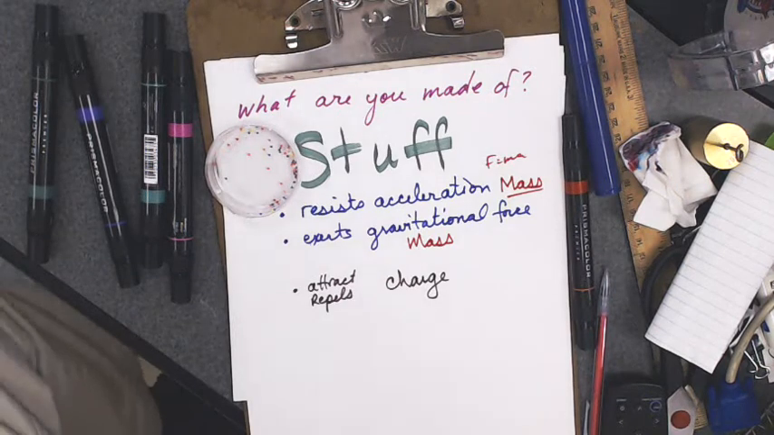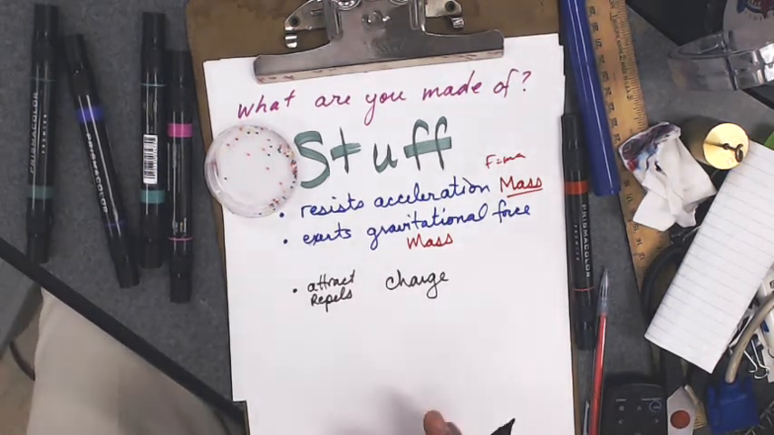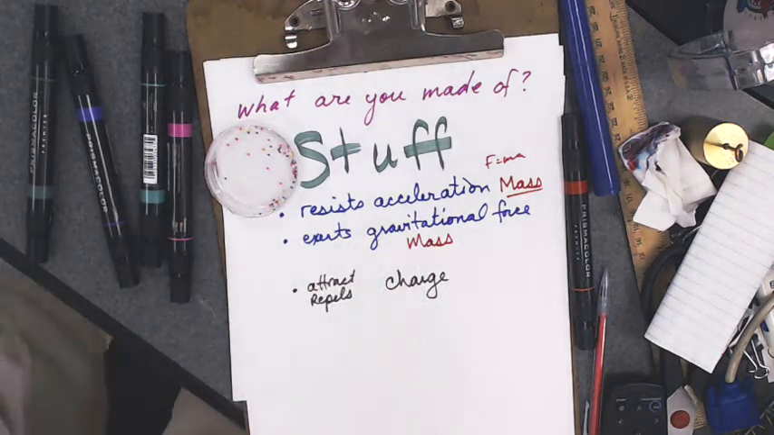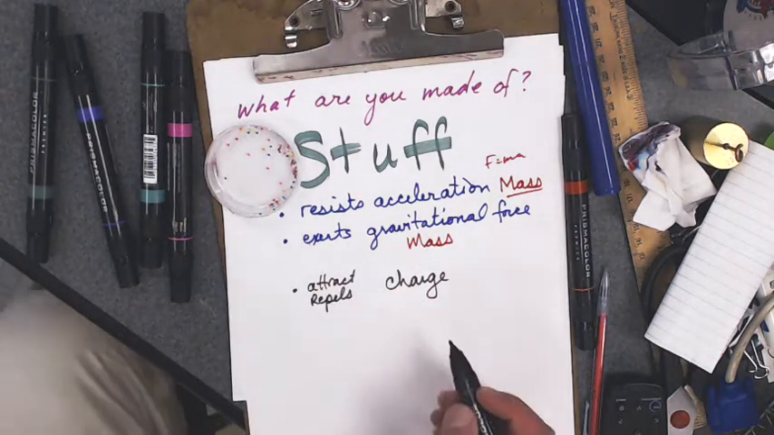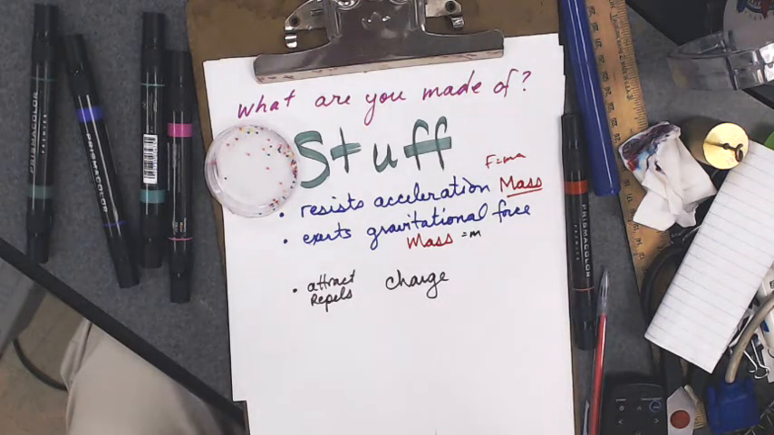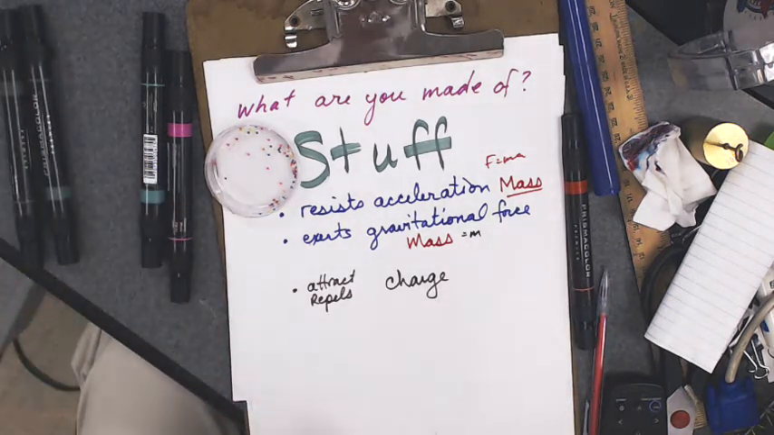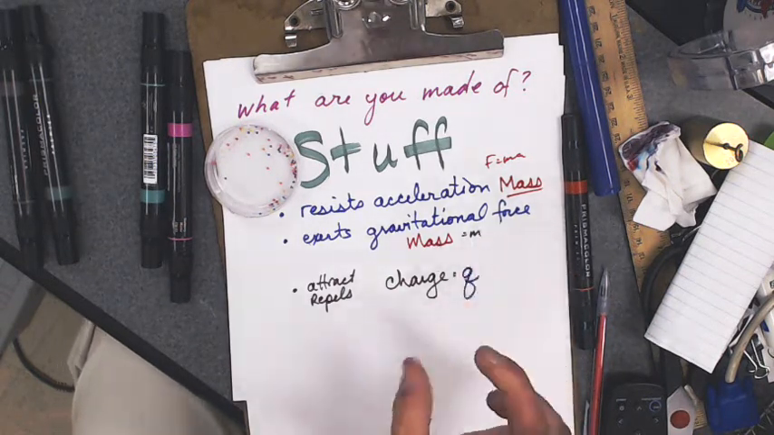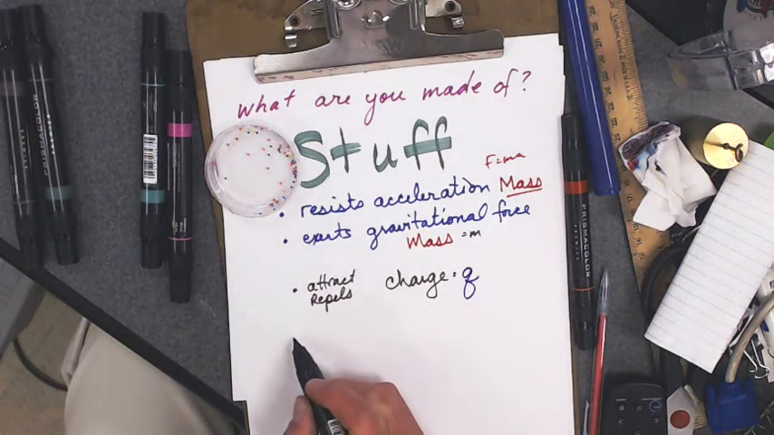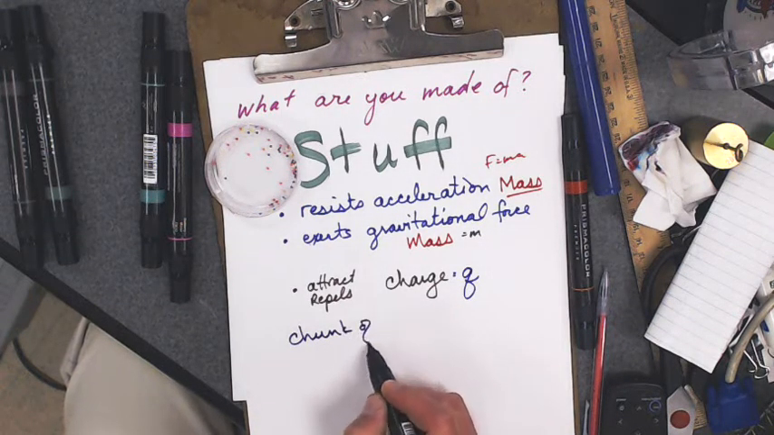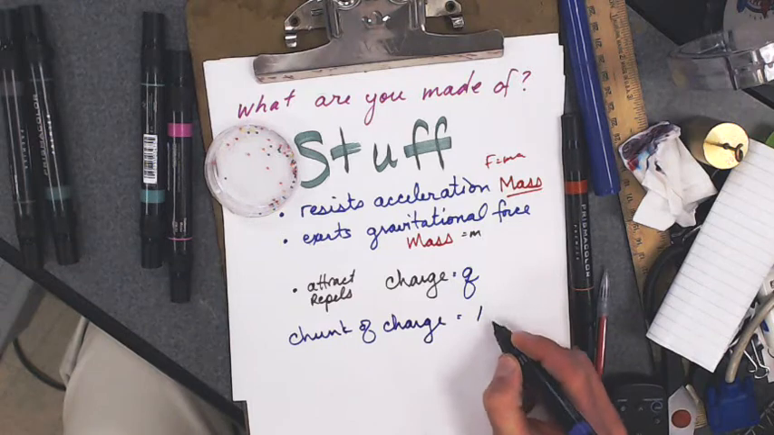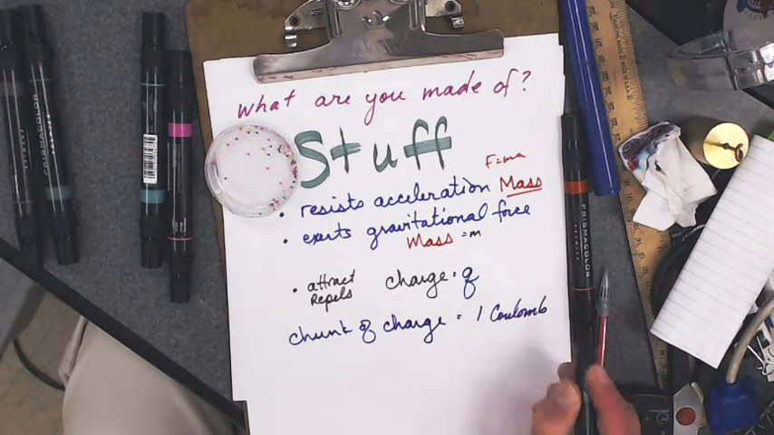So what we have is this concept of charge. Mass's symbol is M. We're going to give charge another symbol, Q. Now, how much? Just like mass comes in little chunks, charge comes in little chunks. So a chunk of charge is 1 coulomb. It's an amount of charge.